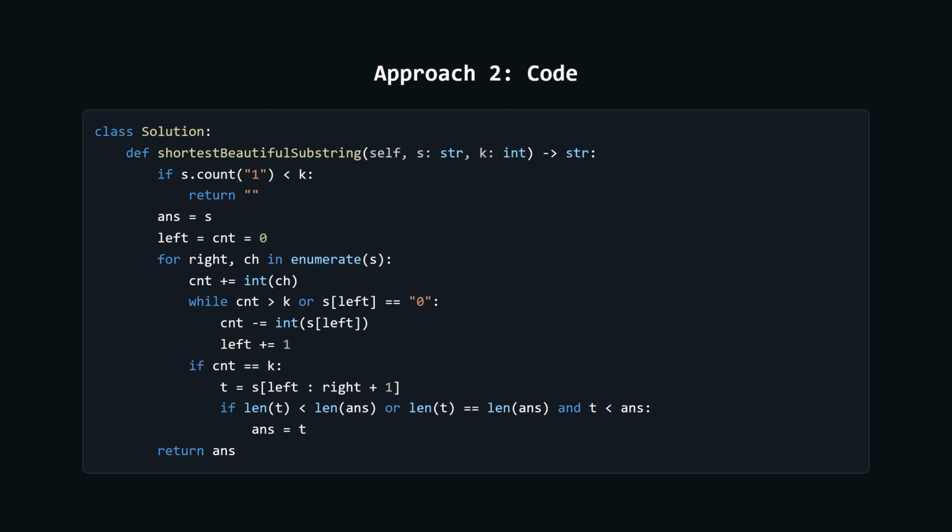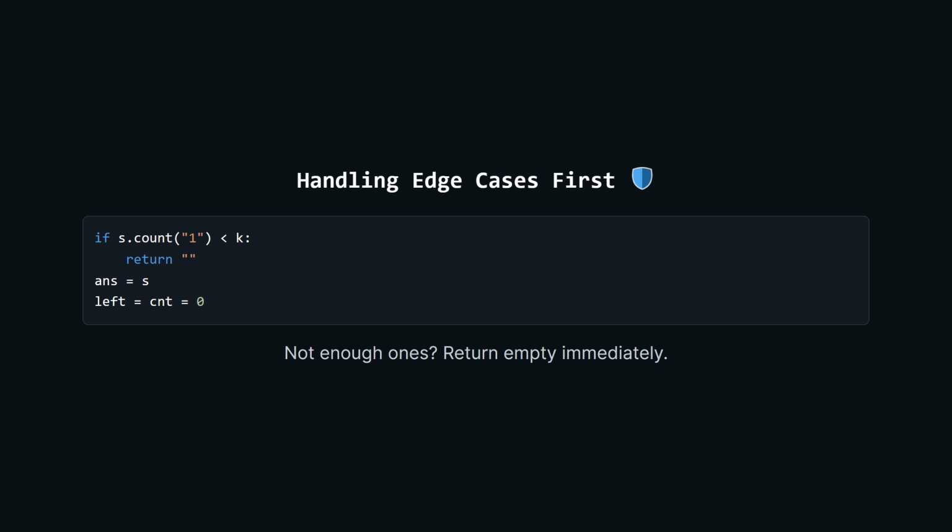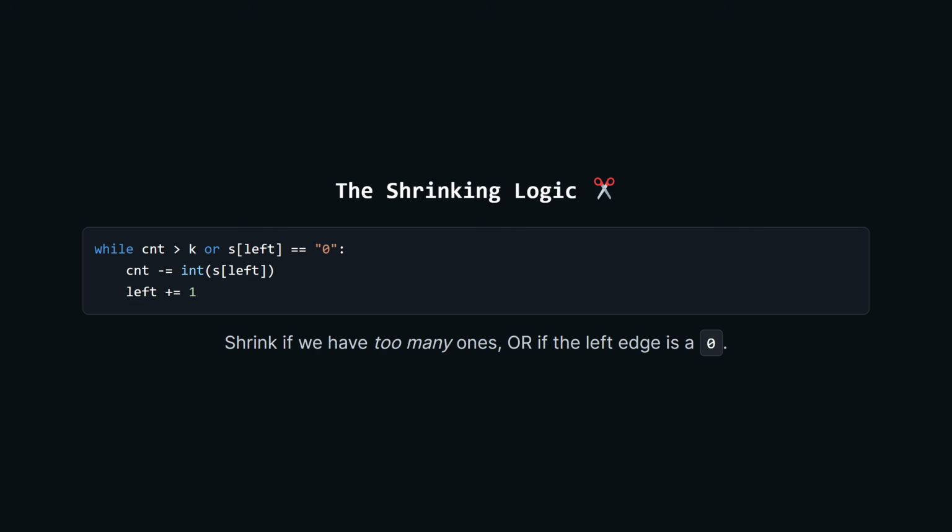And here is the code for the sliding window approach. Let's break down the tricky parts. We have an edge case right at the start. If the entire string doesn't even have k ones in total, it's impossible, so we just bail out and return an empty string right away. This while loop is the magic.